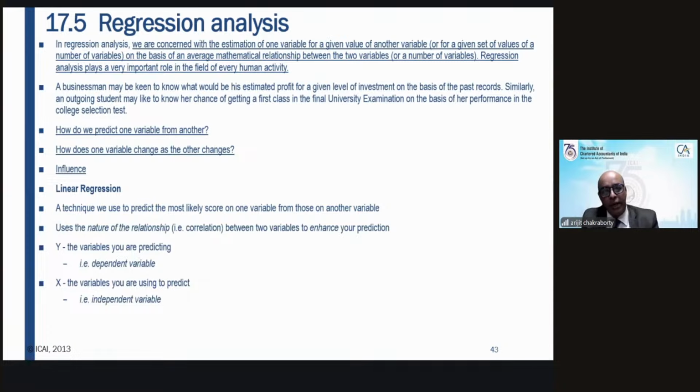Regression, we are only dealing with linear regression, that is, the relation between the two variables can be plotted in a straight line. Please note there can be curvilinear regression also. Two variables may have an interrelation, which when plotted on a graph can show a curve. But for our exam, for our syllabus, we only have linear correlation.